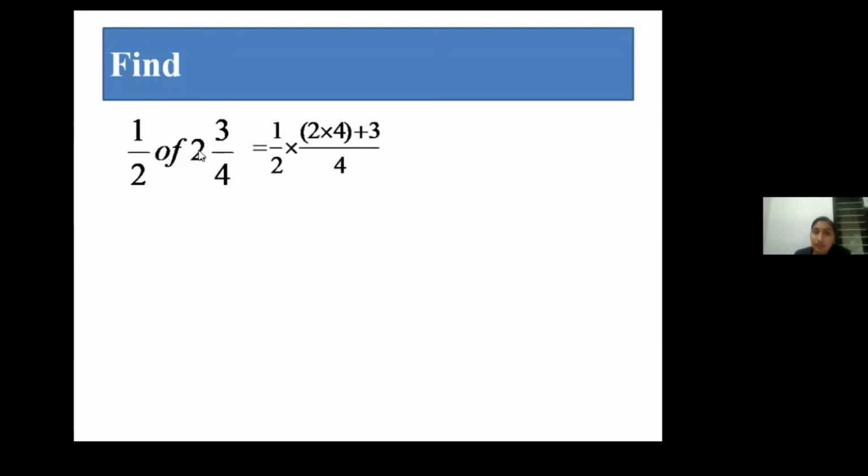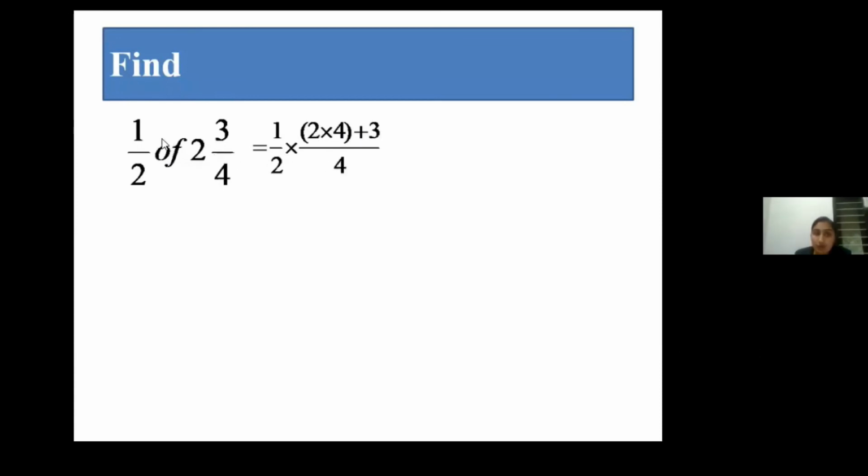Then we can convert the mixed fraction into an improper fraction. Here the whole number is 2, the numerator of the fraction is 3 and the denominator is 4. So you have to multiply the whole number with the denominator, that is 2 into 4 plus the numerator, 3, by 4. Rewrite the denominator, that is 4. So here 1 by 2 into 2 into 4 plus 3 by 4.